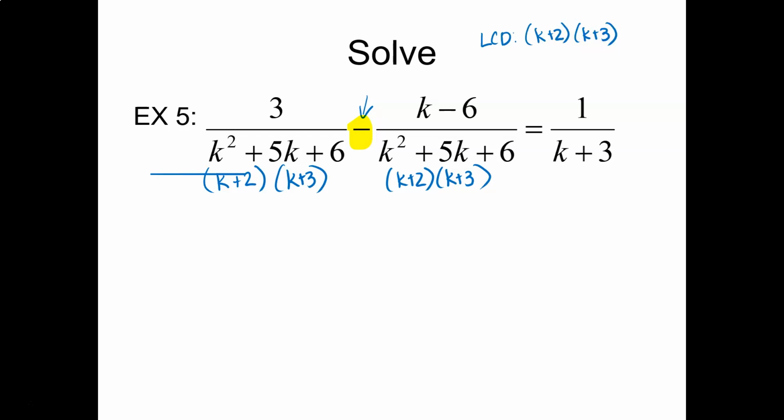Which means that the first fraction already has the common denominator that we need. The second one does as well. All we have to do for this one is multiply this last fraction by k plus 2. So, denominators are all the same. I'm going to cross those out.